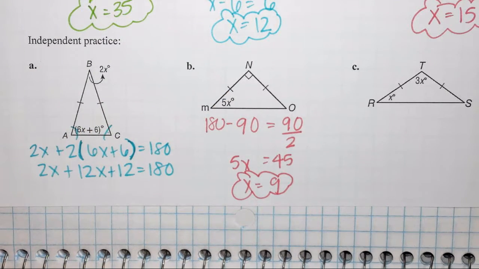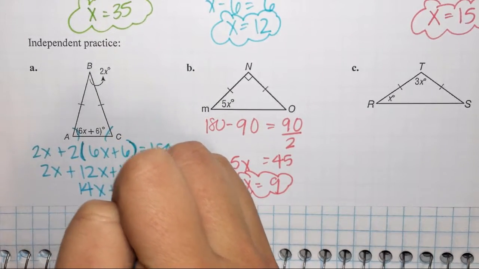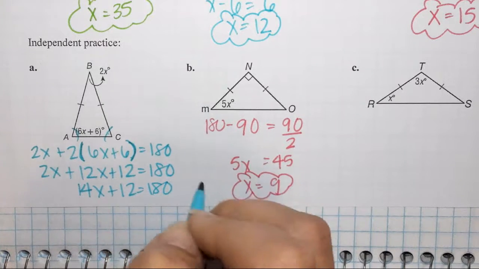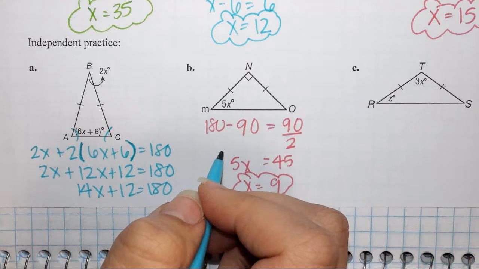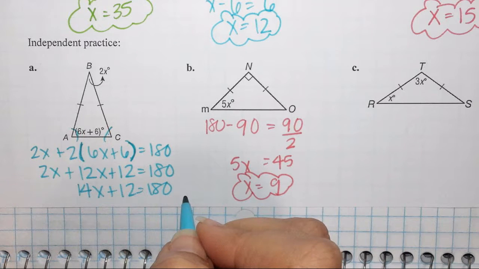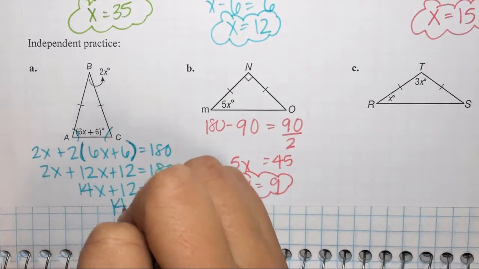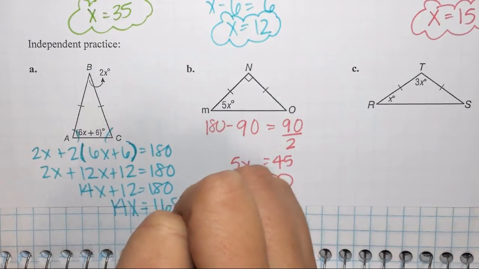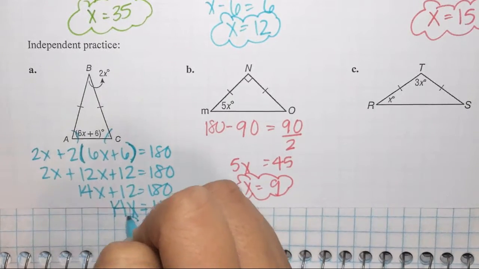Okay, now can I combine 2x and 12x? What's 2x plus 12x? 14x. Okay, remember that breathing and thinking we talked about? Okay. So now can you tell me what to do? Breathe and think. All right, what am I going to do? You're going to subtract 12 from 180, right? Look at you go. And what's 180 minus 12? 168. And then what do I do? Divide. And x equals 12.